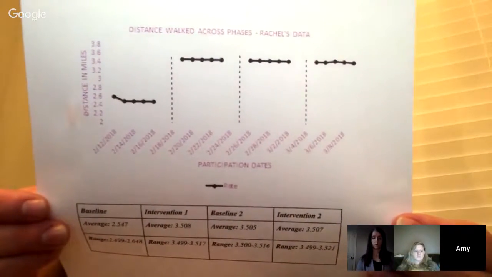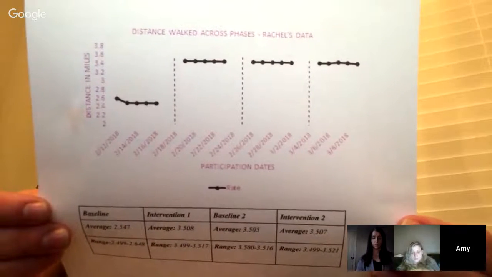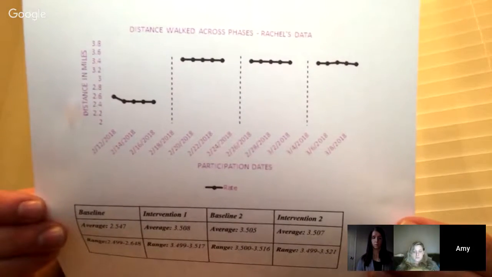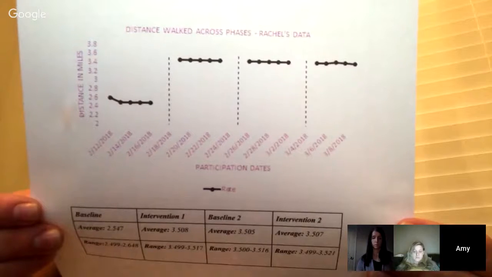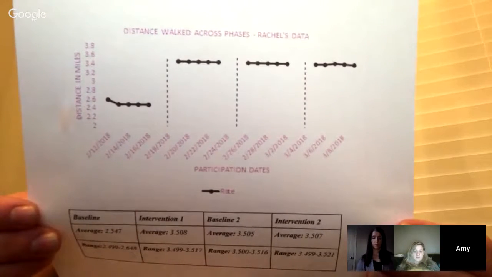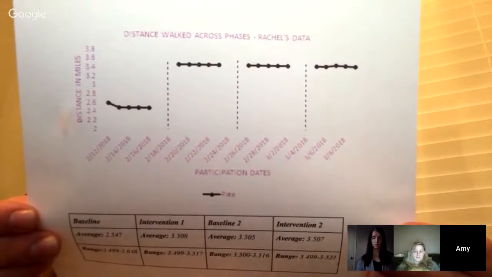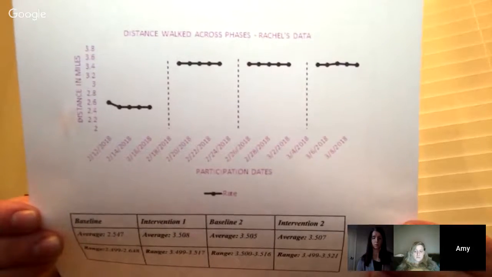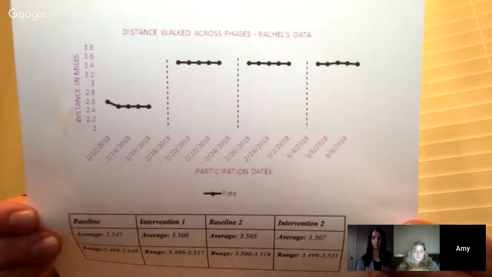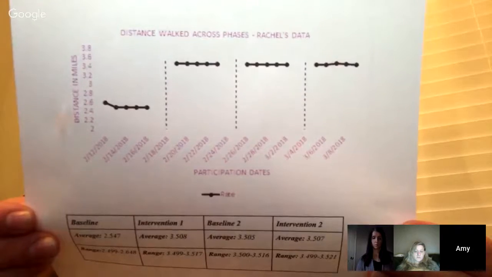So Rachel on her baseline walked at 2.5, and then in her intervention 1, second baseline, and intervention 2, she walked at 3 miles per hour for an hour each day. So as we can see, her results were pretty consistent.